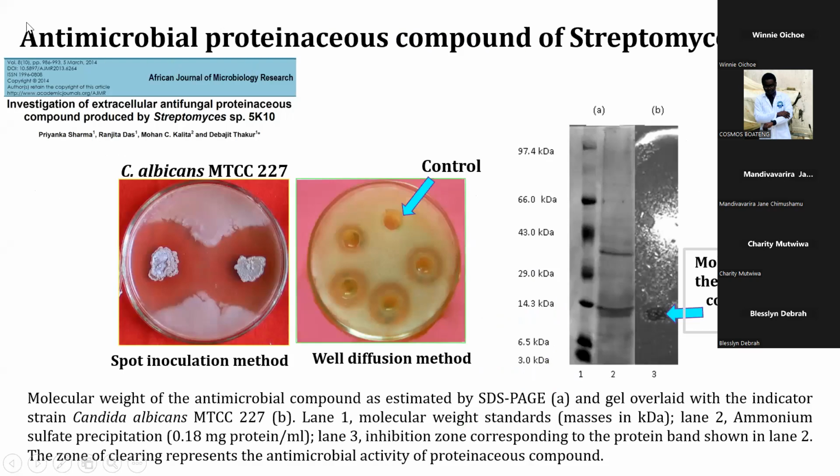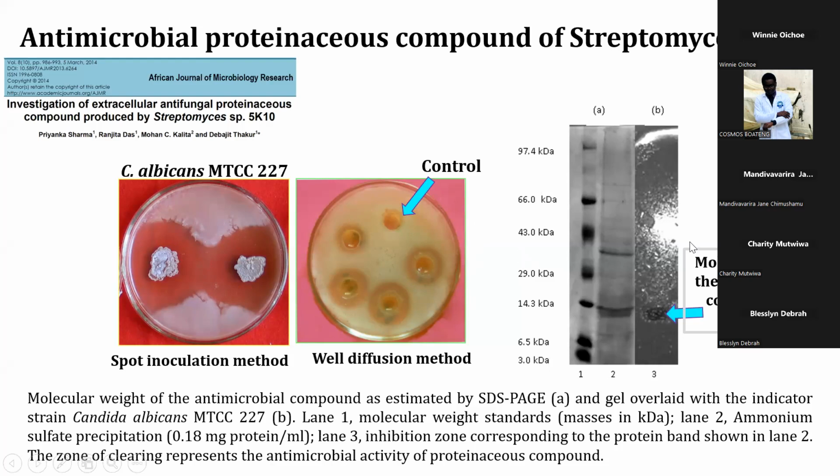So this was also during my PhD, where I worked on an antimicrobial proteinaceous compound from Streptomyces KZ47. This organism is already in the NCBI database. Here this is the spot inoculation method against Candida albicans. This Streptomyces is an actinomycetes, and it is producing antimicrobials, which is also confirmed in the well diffusion method, where in the well we load the extract. But this extract I have not extracted using ethyl acetate, because this is a protein.